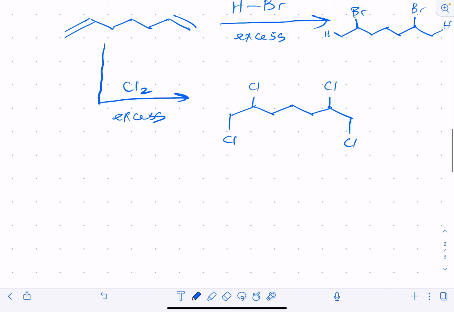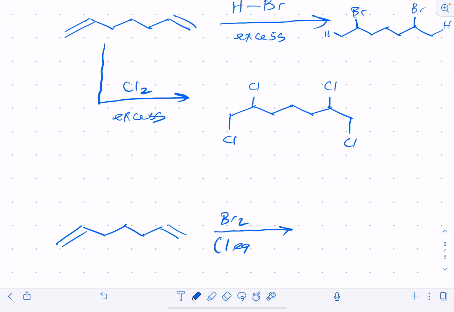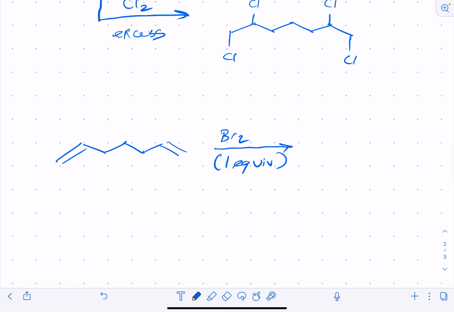So that begs the question, what would happen if I took this diene and I carefully controlled the amount of Br2, for instance, that I added, or carefully controlled the amount of HBr that I added? So if I have one equivalent of this relative to one equivalent of that, I've got one double bond that's not going to react. So in this case, what I could do is I can actually react one of the double bonds with bromine and leave behind the second one.